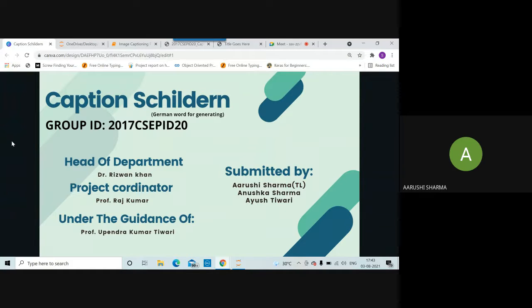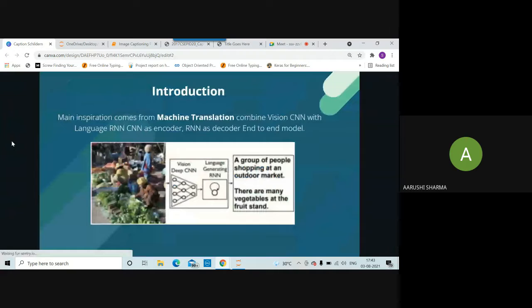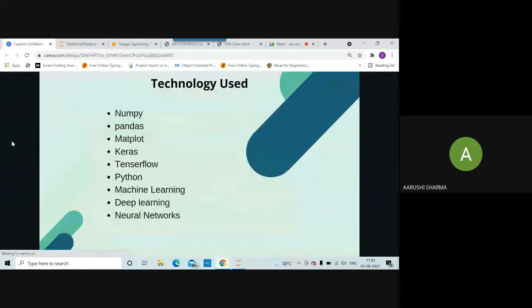The main inspiration comes from machine translation, combining vision, a convolutional neural network, with language, a recurrent neural network. So we have used a convolutional neural network as an encoder and a recurrent neural network as a decoder. These are the technologies that we are using in our project.